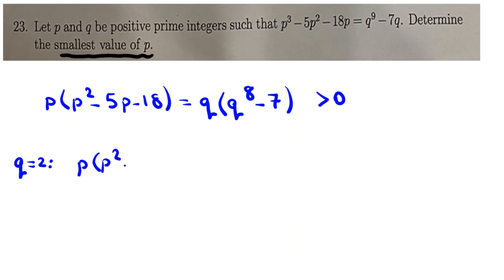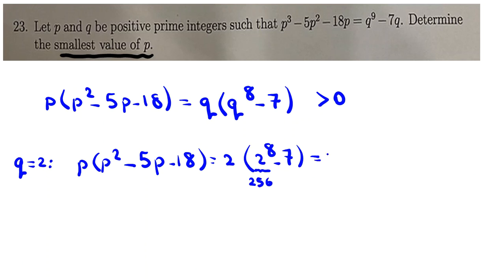So p times p squared minus 5p minus 18 equals 2 times 2 to the power of 8 minus 7. It is what? 2 to the 8 is 256. And it will be 256 minus 7, which will be 249. And we can factorize 249 as 3 times 83, and 83 is prime.